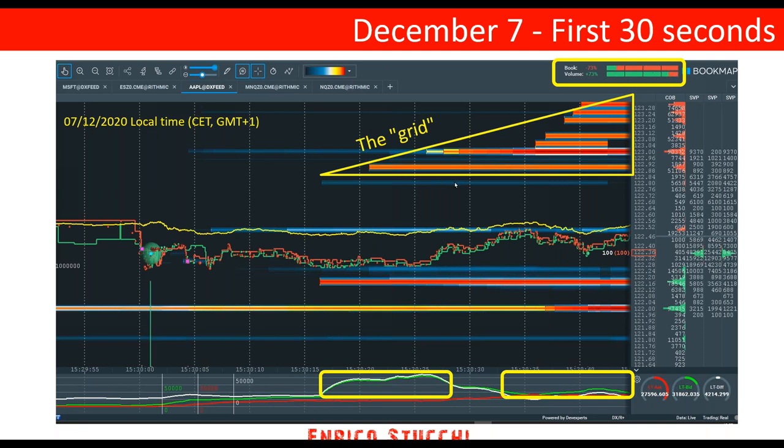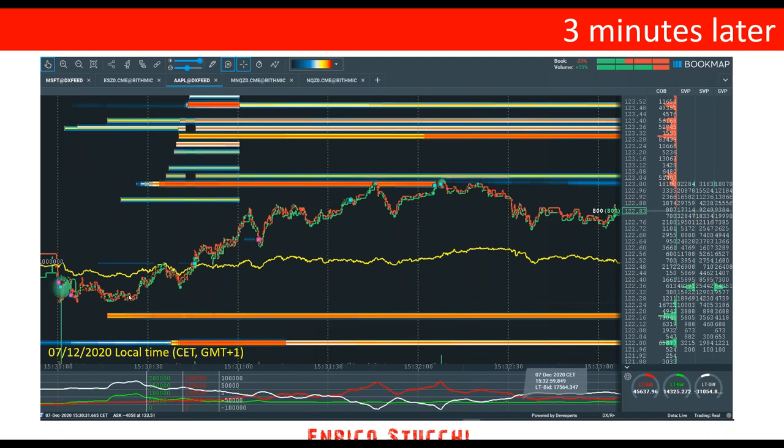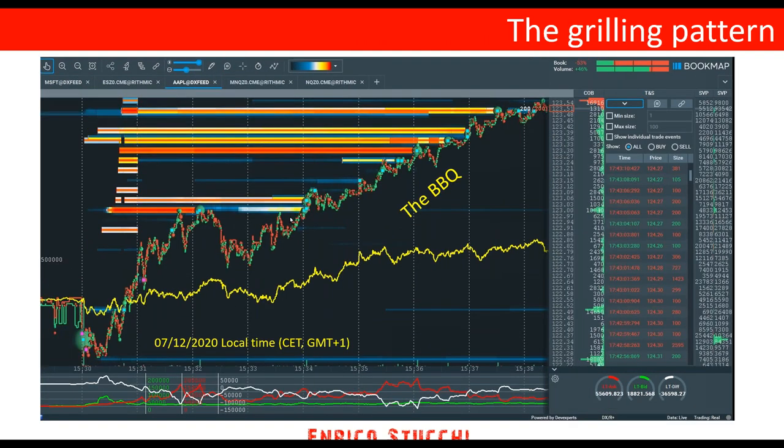What happened? 3 minutes later, the price goes up to the first liquidity level and then still goes up. They eat every single level. So I'm calling this the barbecue because this is the greed. Okay.